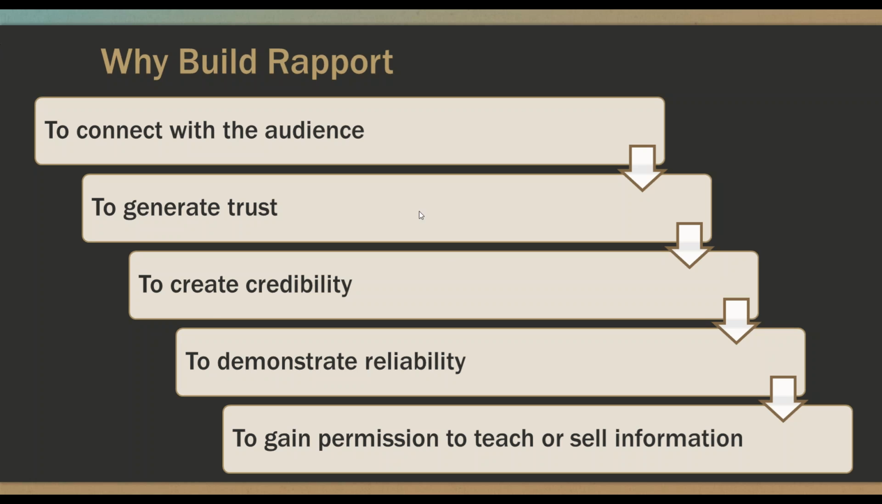Rapport helps you build that credibility, helps you be seen as reliable, and it also gives you that permission to sell. As I say, people buy from people they know, like, and trust. And when you're putting forward a new way of thinking, maybe a different way of doing things, a change management perspective, you're actually selling. You're selling information. You're selling new ideas. You're selling disruption. You're selling innovation. You need to gain permission to sell. You need to gain permission. So that's why we build rapport.